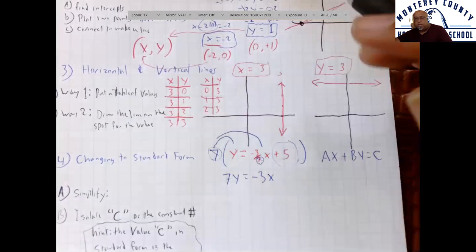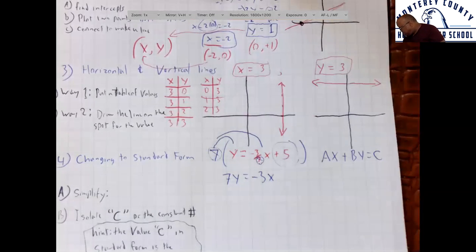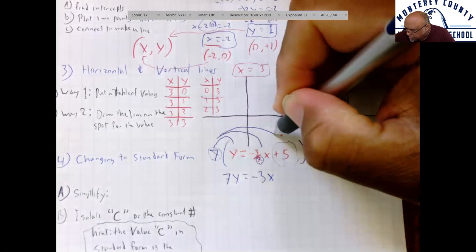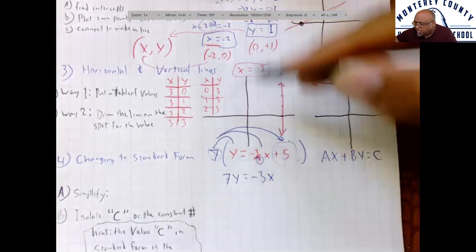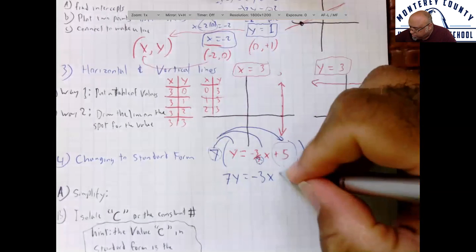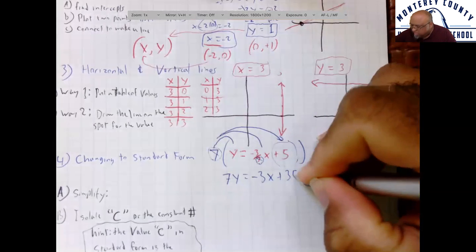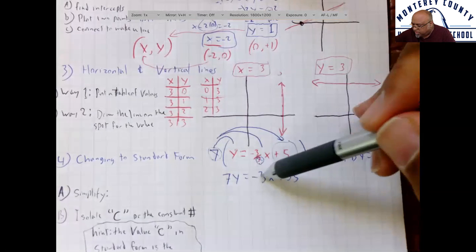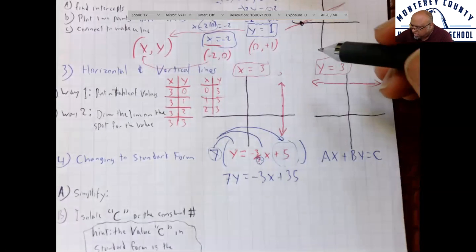Now, I probably shouldn't have canceled that because I now have to, hold on just a second. I'm just going to take a peek. Yeah, because I'm distributing 7 into the entire equation here. I just wanted to make sure I was doing that right. So now I have 7 times 5, which is 35. So now I have 7y is equal to negative 3x plus 35.